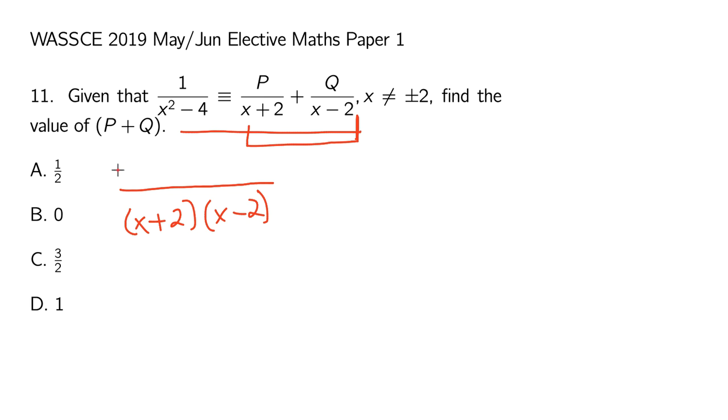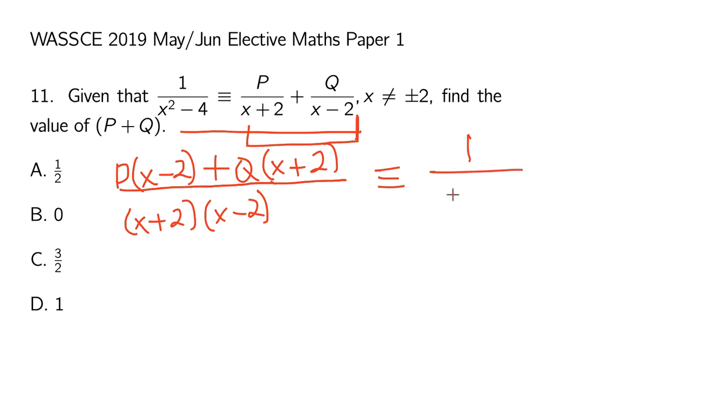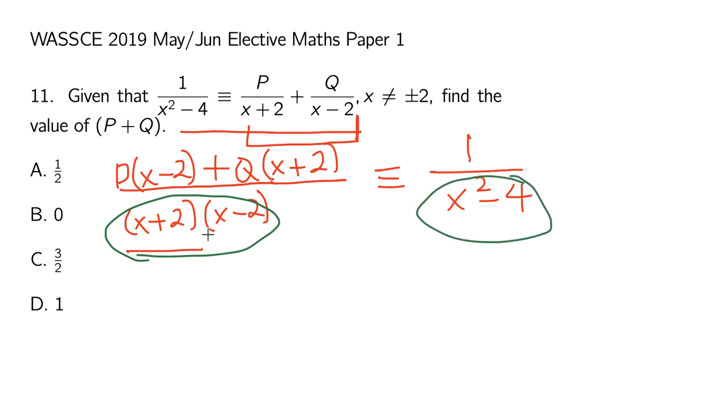common multiple. So we write p times x minus 2, and then we write plus q times x plus 2. So this is equivalent to 1 over x squared minus 4. The bottom, what we have at the bottom here, is equal to this. If you expand this, this is what you're going to get.